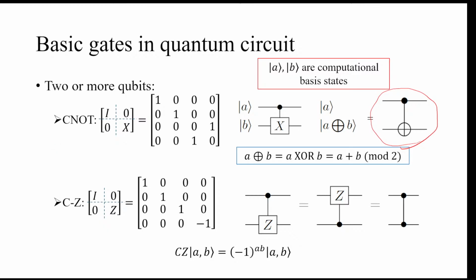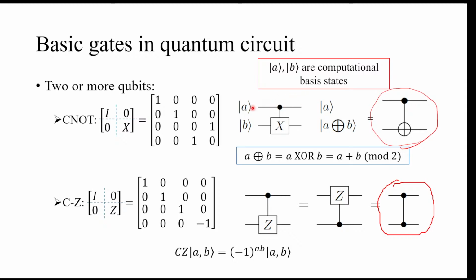And they look like this thing and this thing. So when you draw on a circuit, the CNOT gate will look like this, and the CZ gate will look like this. And the CNOT gate, if you write it down in matrix notation, is this block matrix of identity and X, a 4x4 matrix like this.